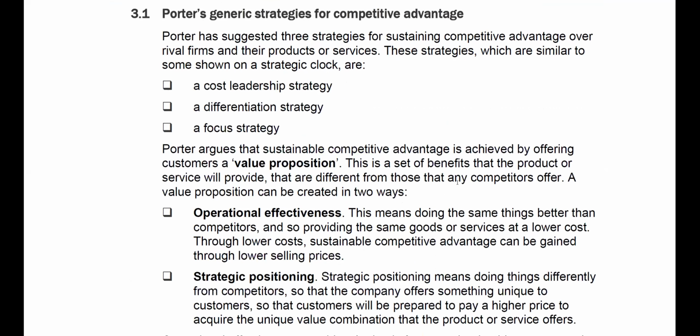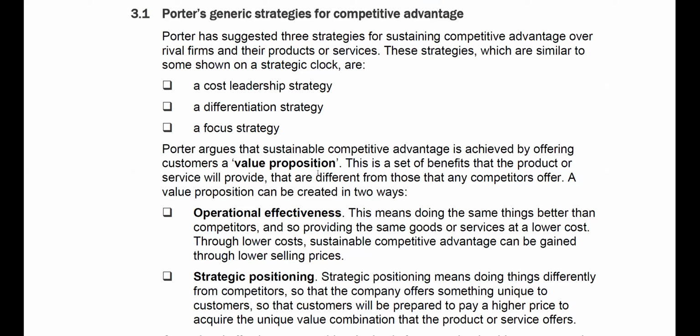So, Porter's generic strategies for competitive advantage. Now, Porter suggests three main strategies for sustaining competitive advantage over rival firms and their products or services. These strategies are similar to the ones that we showed on the strategy clock. And the whole thing is that it is these strategies that even created the strategy clock. Do you understand? So a cost leadership strategy, a differentiation strategy, and a focus strategy.